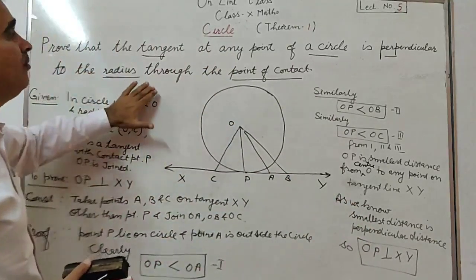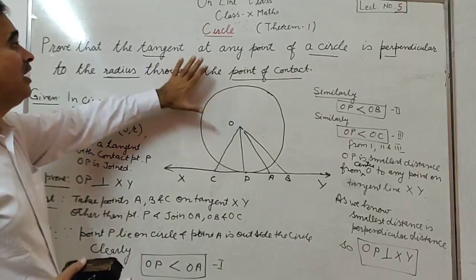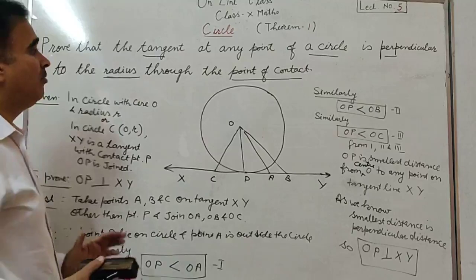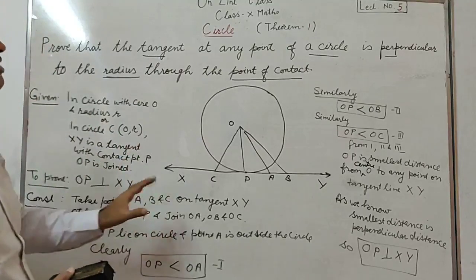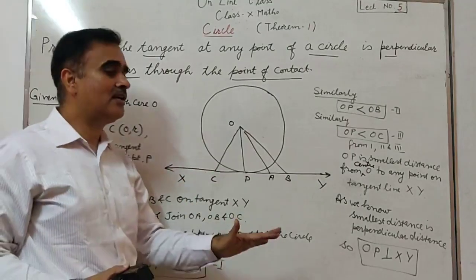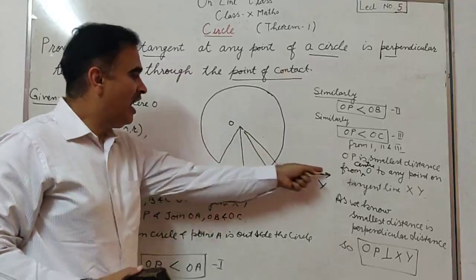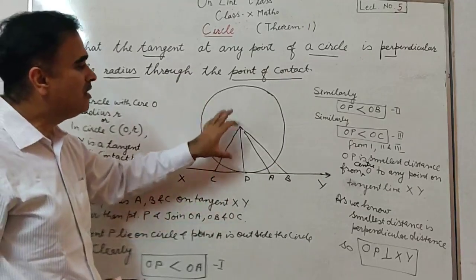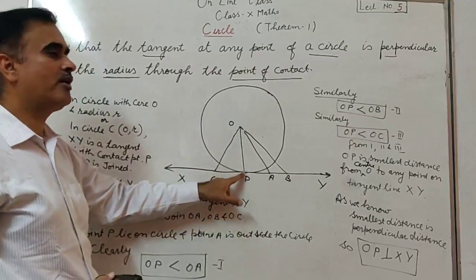So this was the first theorem of the chapter circle, and it will be used in the second theorem also. I think you understood this. Again I am repeating the result: the radius and tangent to a circle are perpendicular to each other at the contact point.